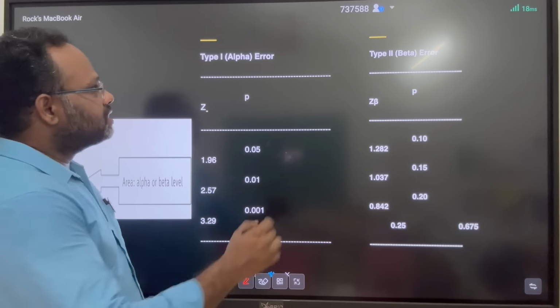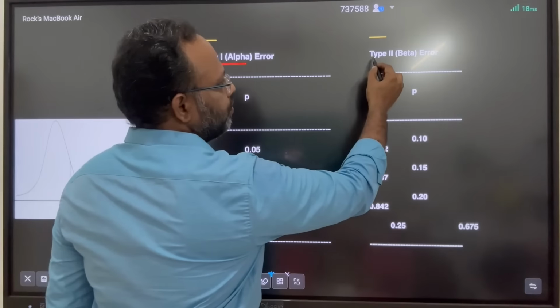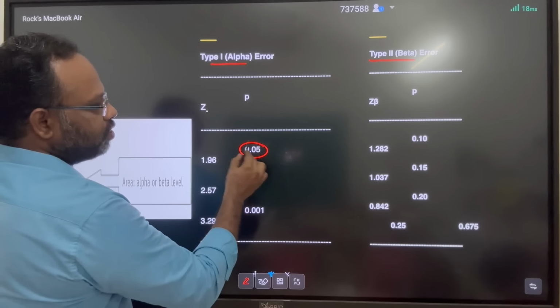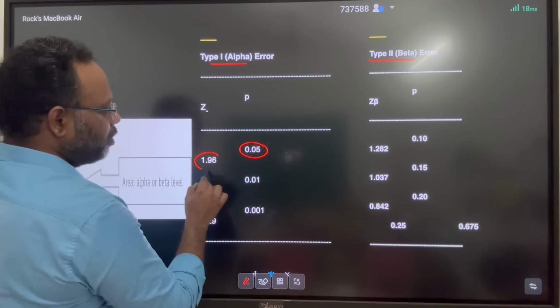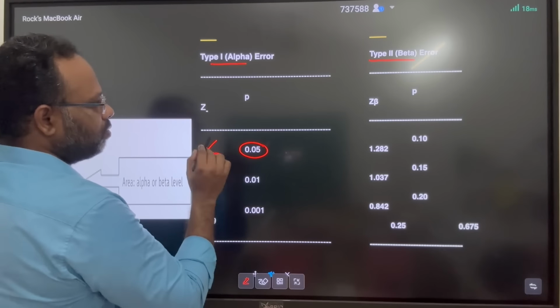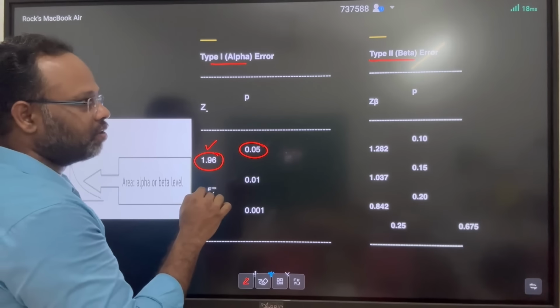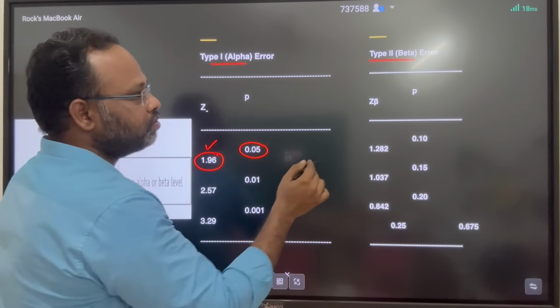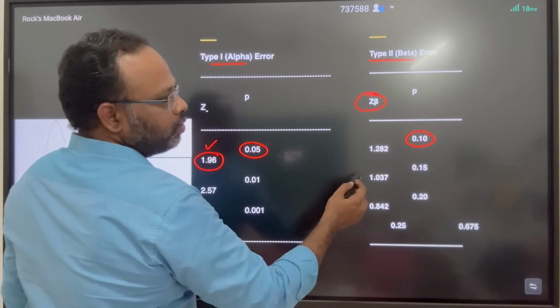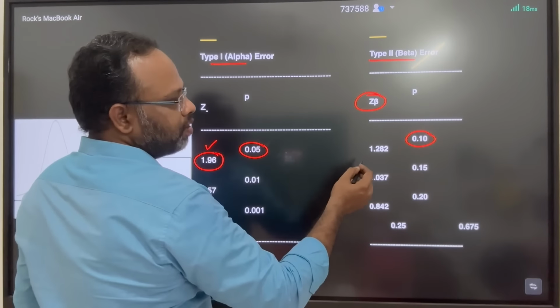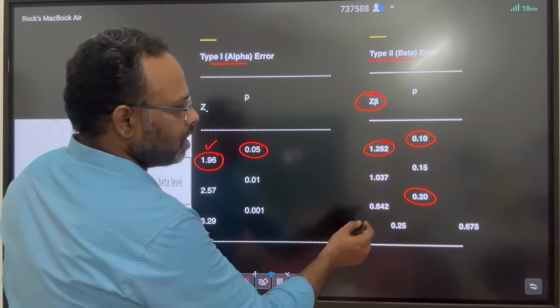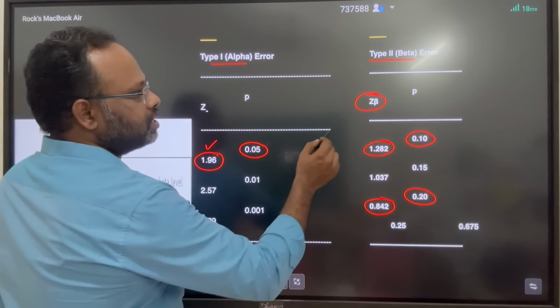This is about the Z values corresponding to the different levels of type 1 error and type 2 error. The most commonly used level is 0.05. For that, the Z alpha value will be 1.96. We need to remember this value because we put it in the sample size calculation. And for Z beta, when we are comparing two groups, we include this Z also. For 0.10, that is 90% power, we have this value as 1.282. And for 0.20, we have 0.842 as the Z beta value.